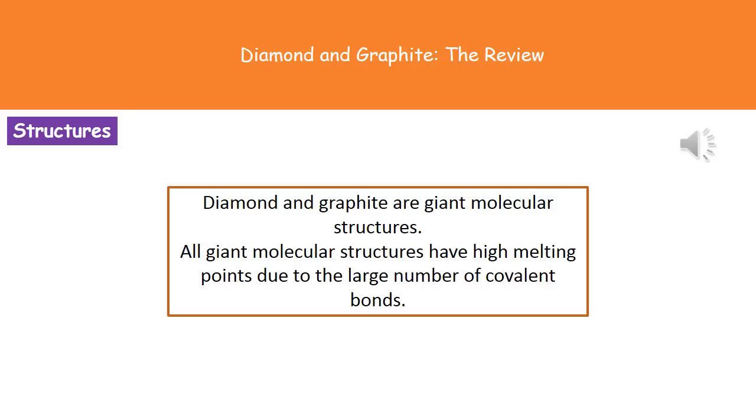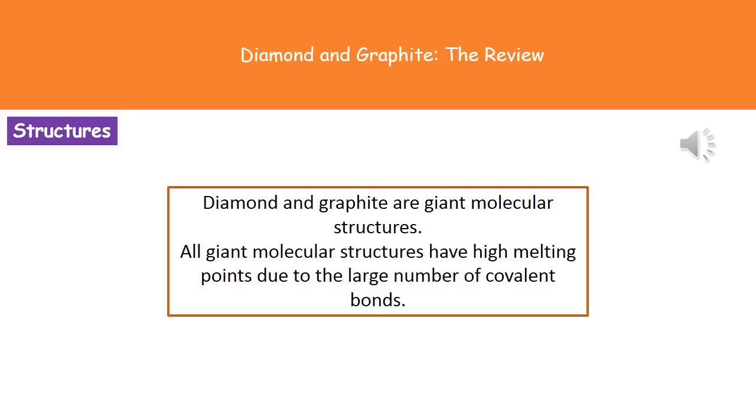The last thing we need to consider is the fact that diamond and graphite are what's called a giant molecular structure. Now, one thing we should remember is that all of these giant molecular structures have similar properties. So what we can actually do is, using what we know about diamond and graphite, we can then apply that to other chemicals we don't necessarily know anything about. So they might ask you about something like sand, which is another example of a giant molecular structure, and ask you what properties it's likely to have.